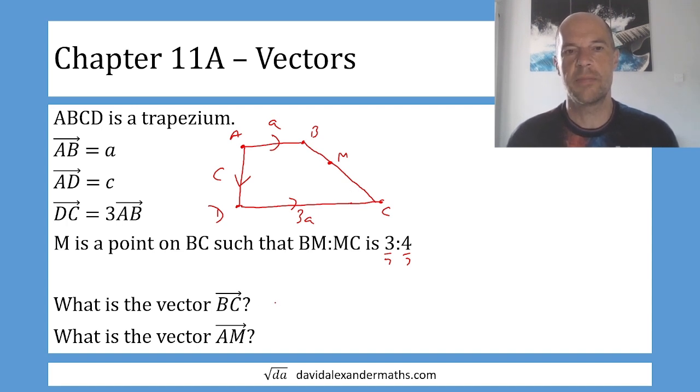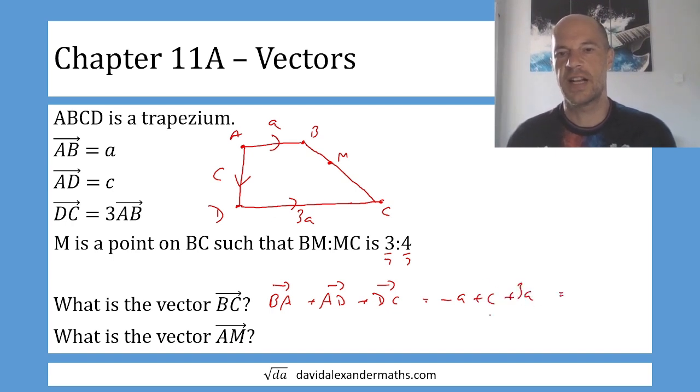So first of all, the vector BC has not been marked, but I can go from B to C by going B to A plus A to D plus D to C. So we're going backwards down A, so that's negative A plus C plus 3A. Just cleaning that up, negative A plus 3A is positive 2A, so that is 2A plus C. Now, it's kind of difficult to write this on my diagram, because if I just randomly put an arrow here and put 2A plus C, that might be confusing because you might think that is the vector MC. So I need to remember that BC is 2A plus C.